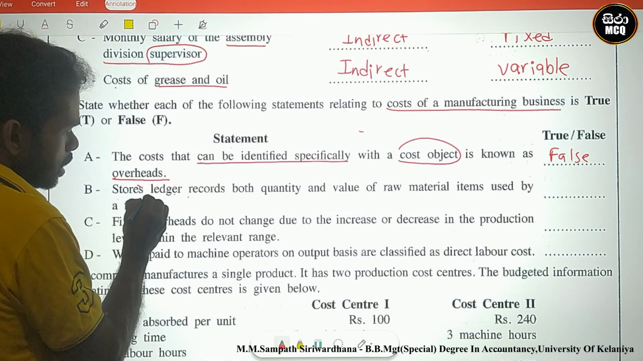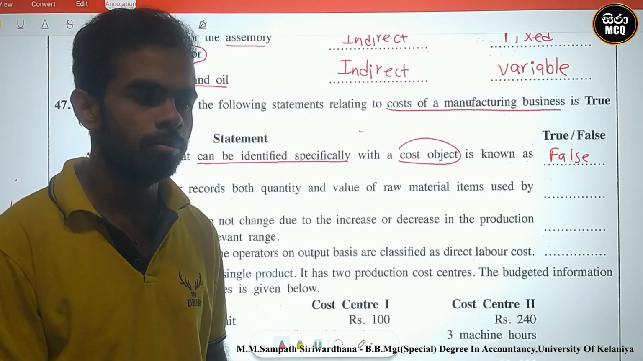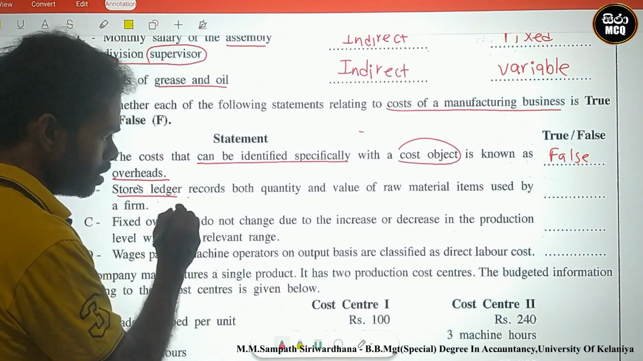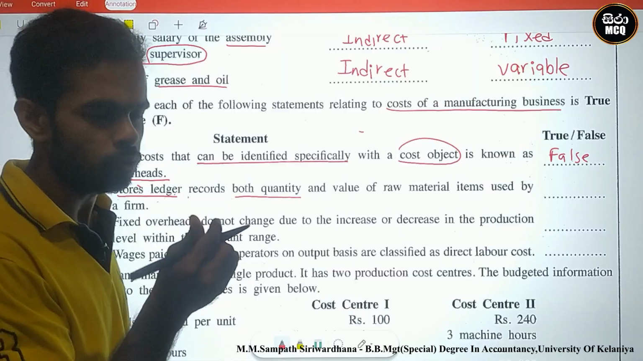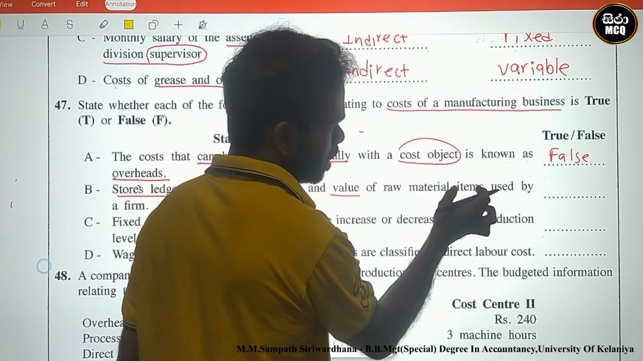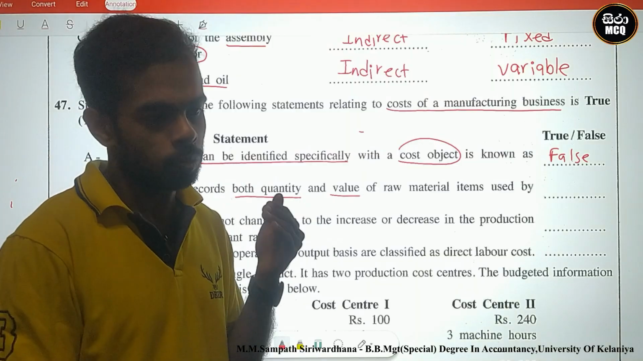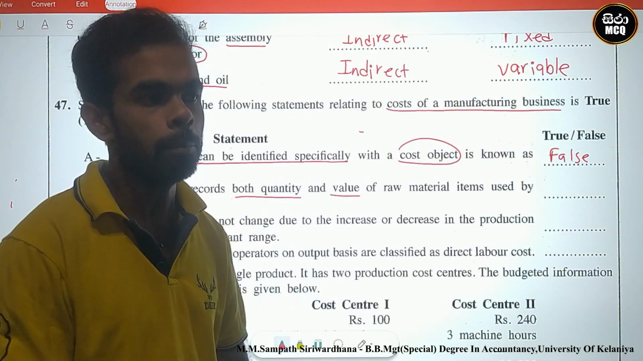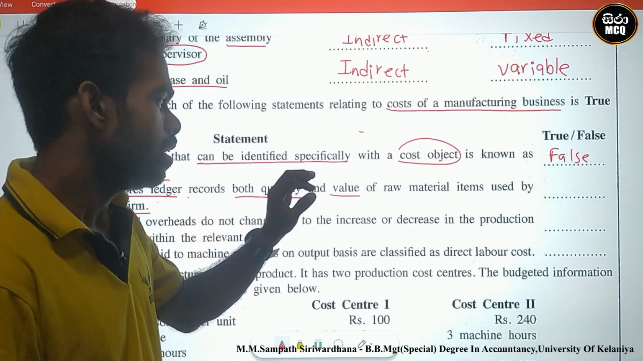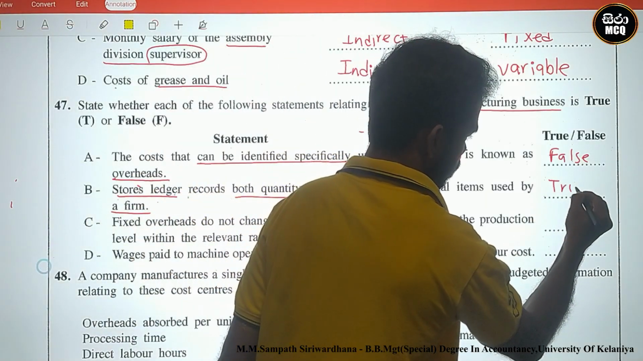Let's see. Store ledger means, you prepare the store ledger using the FIFO method and WAC method. Store ledger records both quantity, number of units, and value. There is a value column for the raw material items used by the firm. Is it correct? Why? When you prepare the store ledger, the number of units are recorded and the value of these units is identified using the store ledger. Therefore, this is true. This is the easy one.